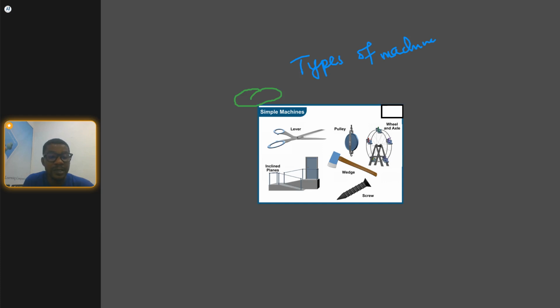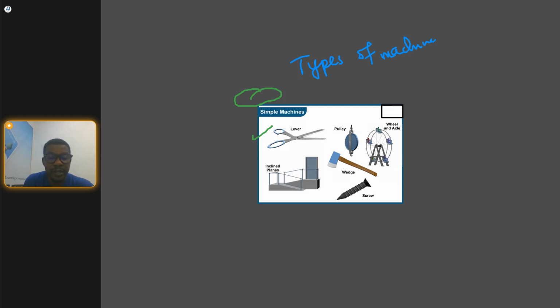An example of a device that falls under the type of machine which is a lever is the scissors. The scissors is a good example of a lever.